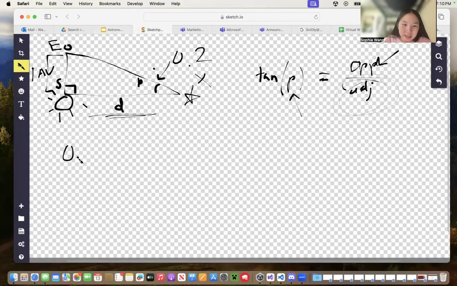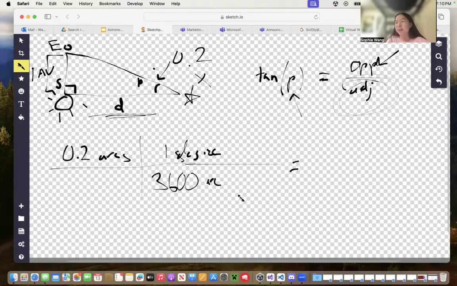So let's just start here. This is how I convert units. You don't have to. 3,600 arcseconds and 1 degree. That's really ugly. And you just divide by 3,600, which let me get my calculator really quickly.